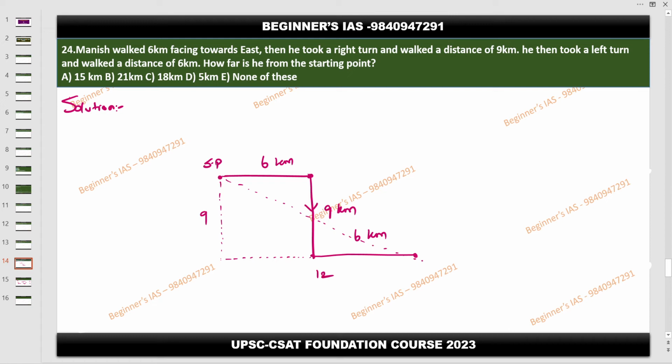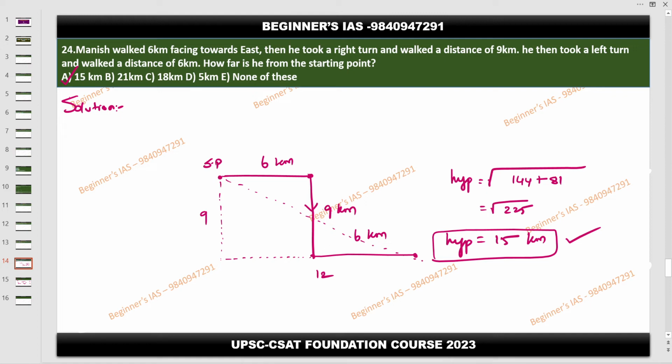Now you need to identify the hypotenuse. Hypotenuse is equal to root of square of the other two sides. 144 plus 81, so this is equal to 225, which is equal to 15. Understood, everyone? Yes, sir.